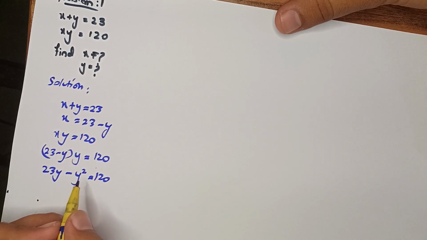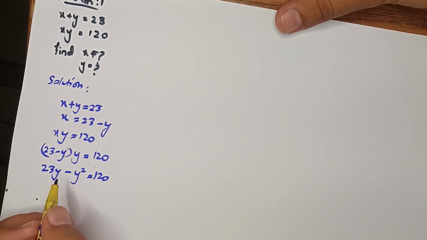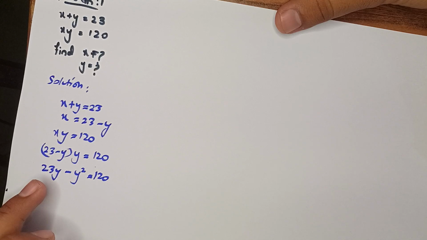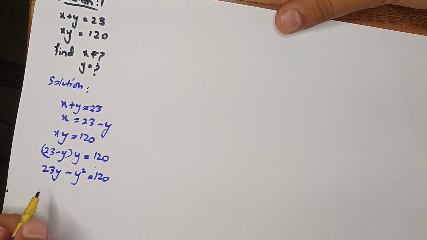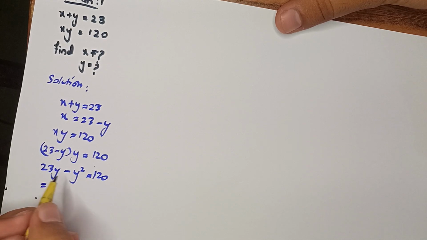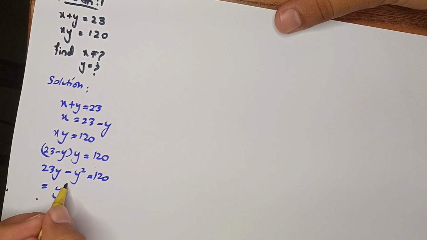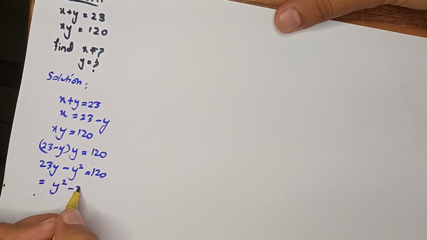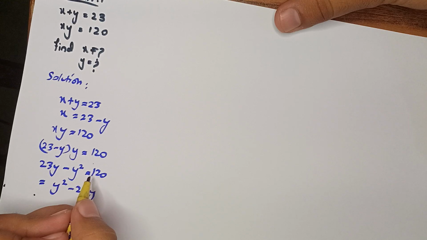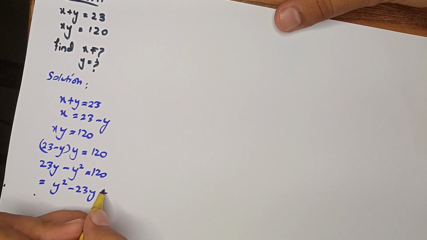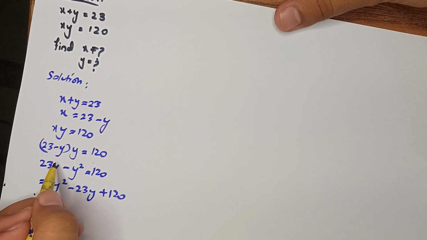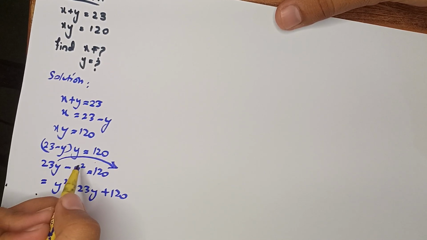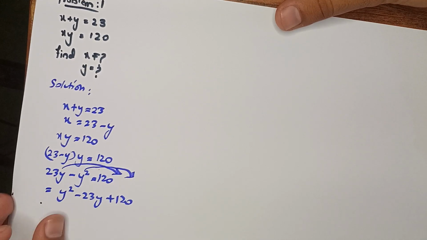And now we have an equation. So put all the values on one side. I take these two values from the second side. Our y square value has minus, so it comes to the other place and the sign will be changed: y square, and then 23y, and the sign changes, and 120 already has a plus sign. Okay, that's it. So these two values come to this place, and the sign will be changed.